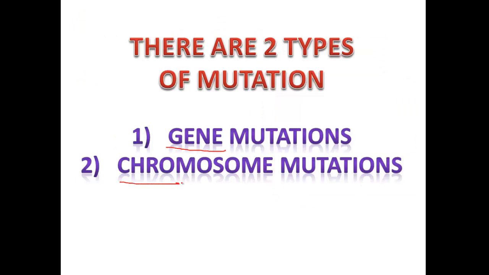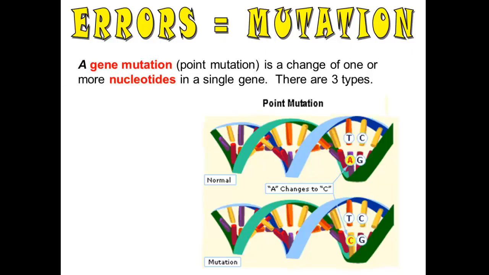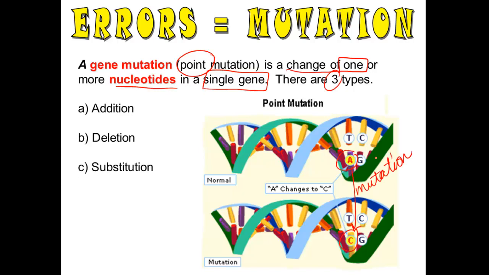And there's two types of mutations, gene mutations and chromosome mutations. We'll start by talking about gene mutations. So a gene mutation is also called a point mutation, and that's when the only thing that's changing is one or sometimes a few more nucleotides, letters, in a single gene. There's three types, so you can either have additions, deletions, or in this case, a substitution.